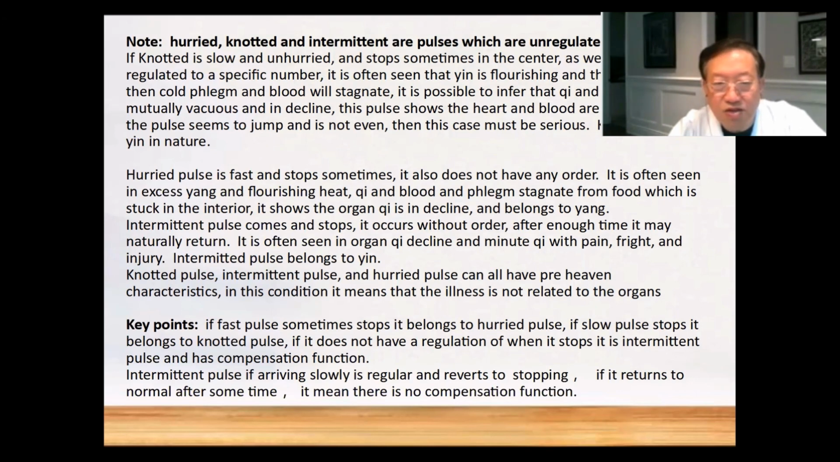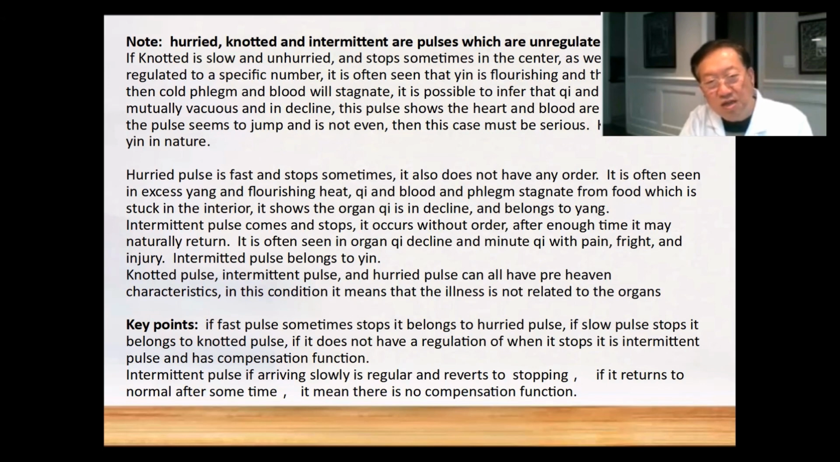Knotted pulse is yin in nature. Hurried pulse is fast and stops sometimes. It also does not have any order. It is often seen in excess yang and flourishing heat. Qi and blood and phlegm stagnate from food, which is stuck in the interior. It shows the organ qi is in decline and belongs to yang.